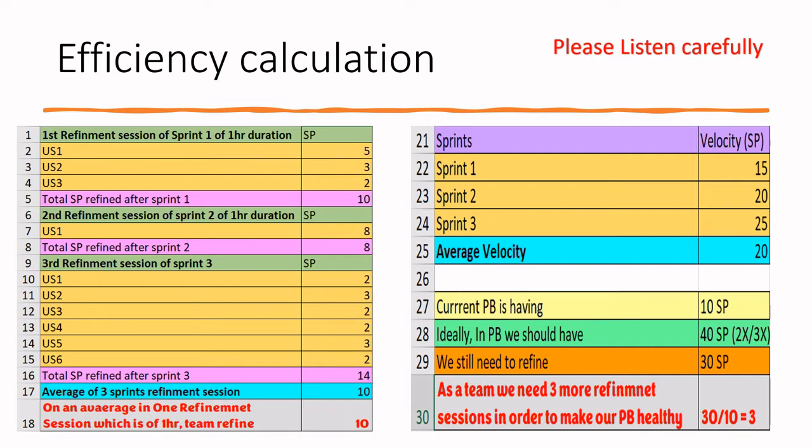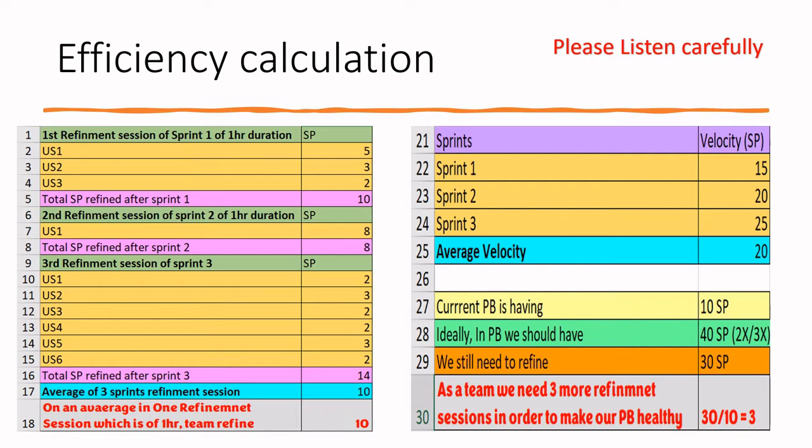So the average of the 3 refinement sessions is 10. That means, please note the pink one. Sprint 1, 10 story points I refined. Sprint 2, 8 story points I refined. Sprint 3, 14 story points I refined. If I take the average of these 3, I will get 10 story points on average.